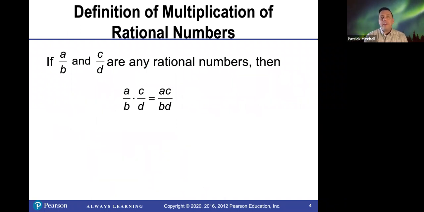All right, so the definition of multiplication of rational numbers: if A over B and C over D are any rational numbers, then A over B times C over D is just A times C over B times D. So multiplying is one of the easiest things you can do with 2 fractions. You don't need a common denominator or any of that. You just multiply the numerators and multiply the denominators.